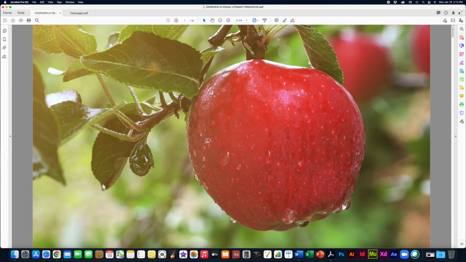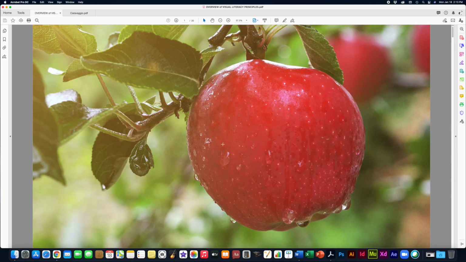How do we know it's on an apple tree? Well, it's hanging from this branch. You can see the leaves. You can see the greenery in the background, which is blurry and out of focus. And of course, we can see the shapes of some other apples in the background. So this tells us it's definitely hanging on an apple tree, probably in an orchard somewhere. And of course, the leaves are all nice and brightly colored green. The apple is nice and red, so it's ripe.